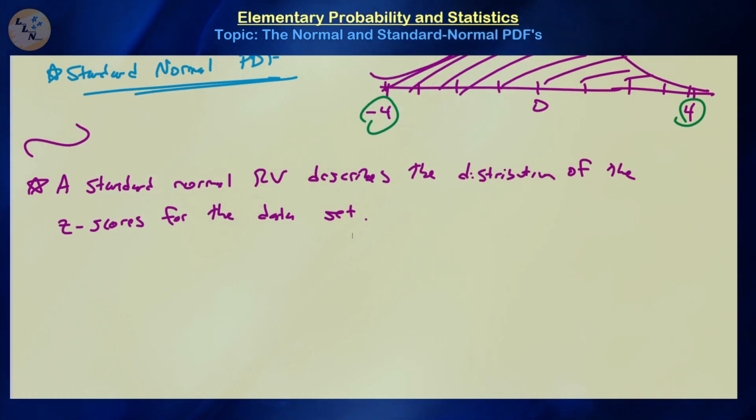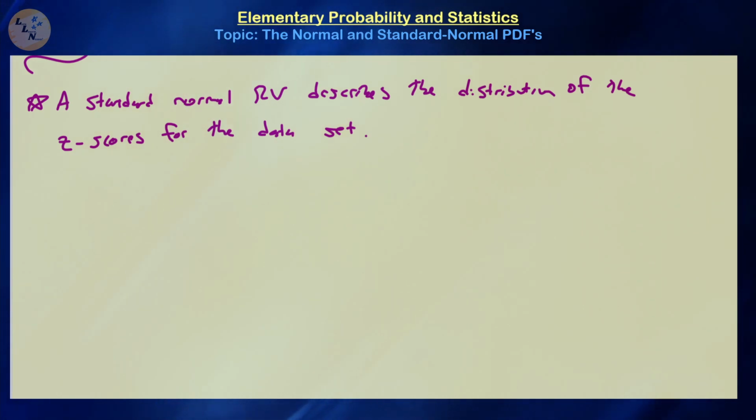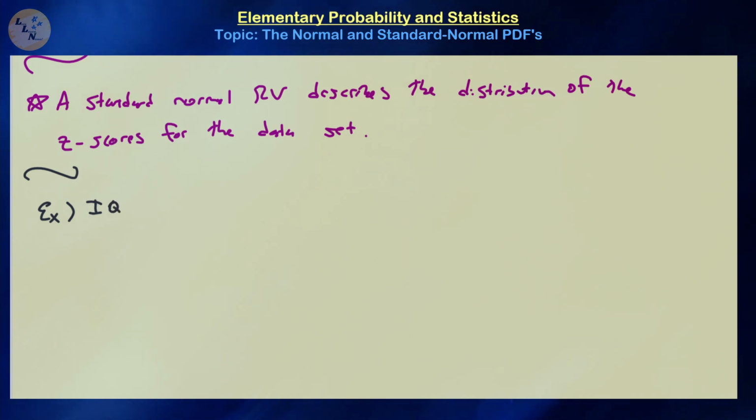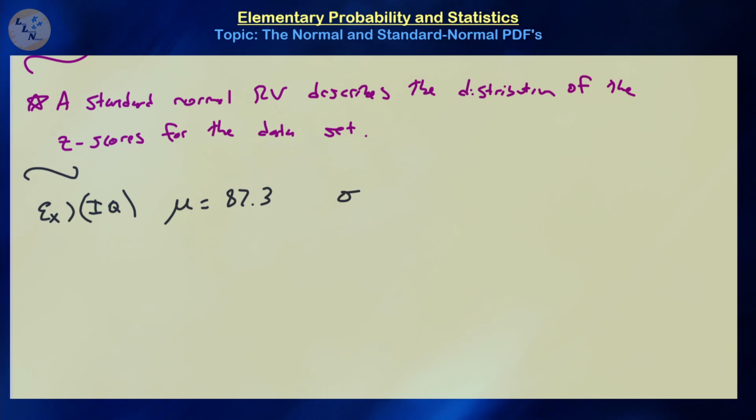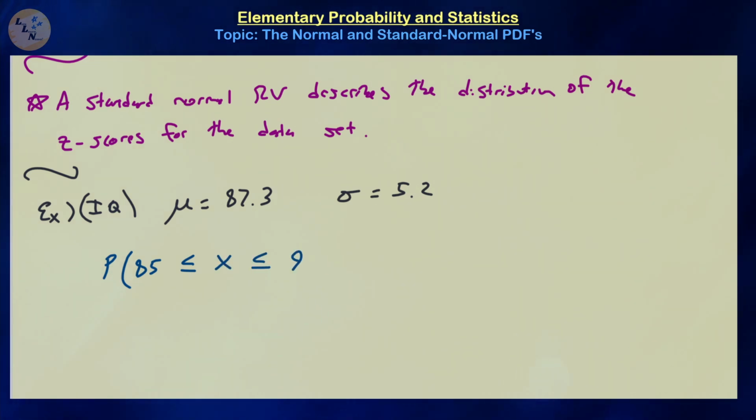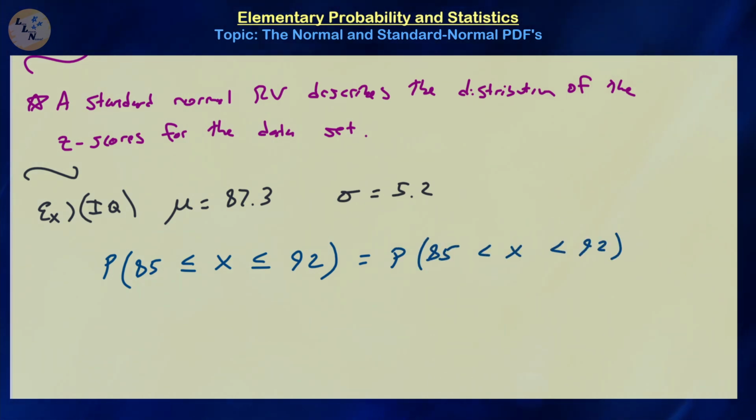For the elementary statistics people, this is definitely the only way you could go about this if you don't have software. So again, let's assume we're working with IQ scores, and let's assume our mean is equal to 87.3 and our standard deviation is equal to 5.2. Let's assume we're interested in finding the probability that a randomly selected person has an IQ score between 85 and 92, right? And remember, since we're working in continuous, this is the same as the problem 85 less than x less than 92. They are the same thing, different problem though.